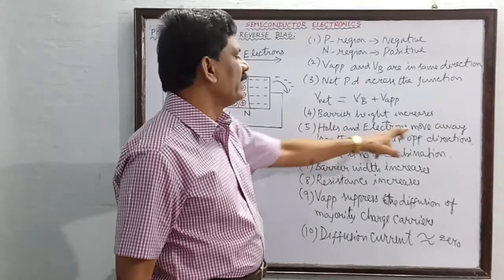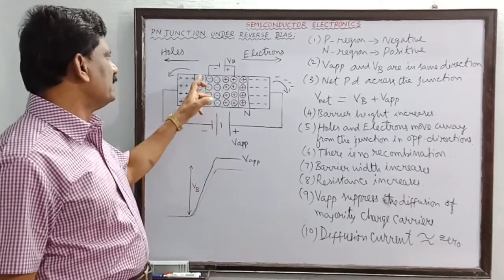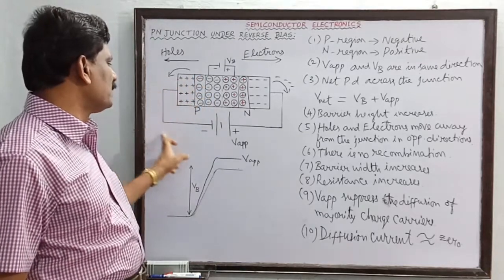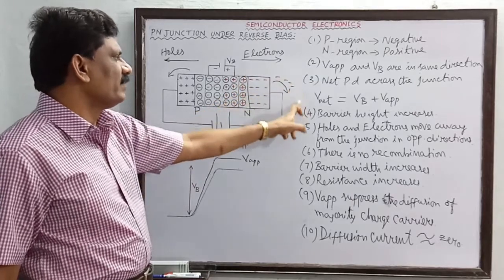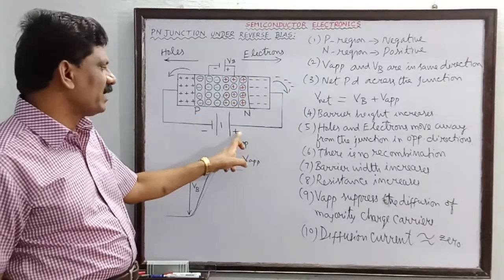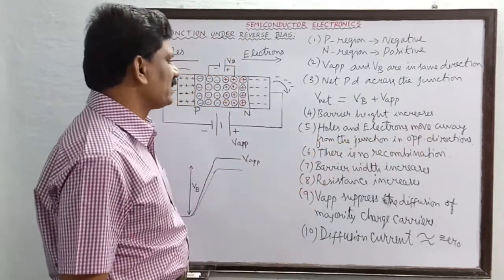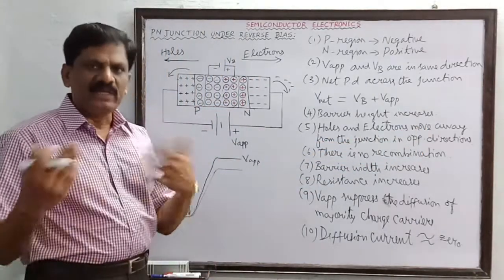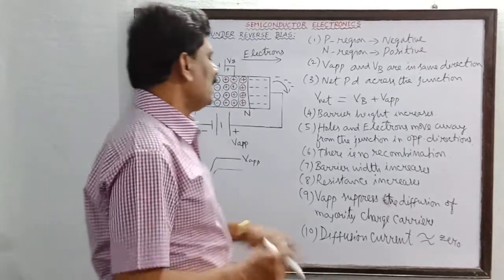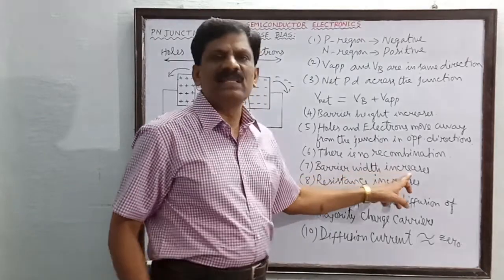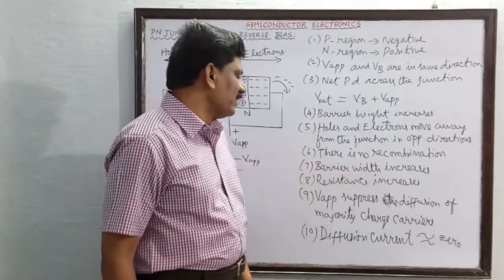Now the holes and electrons move away from the junction in opposite directions. In this case, the holes are attracted towards the negative potential of the battery and the electrons from the N region are attracted towards the positive terminal of the external battery. So they move away from the junction in opposite directions. As a result, there can be no recombination of the holes and electrons in this case, and the barrier width also increases. So consequently, the resistance increases.